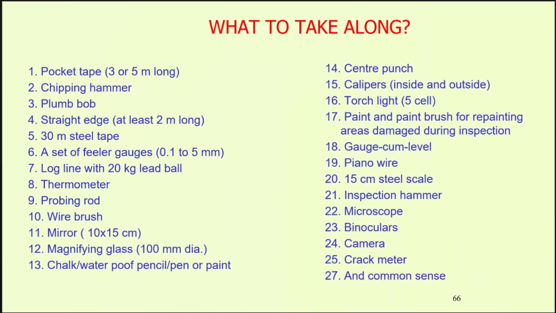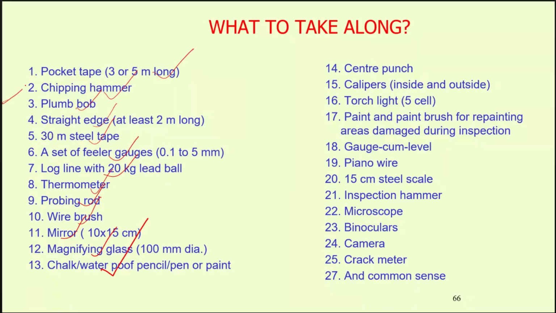When you go for inspection, so that when you see that, you immediately analyze and come to the conclusion. But to see and come to the conclusion, you require a lot of other equipment to carry with you. You need to have pocket tape, chipping hammer, plumb bob, straight edge, steel tape, feeler gauge, log line, thermometer, probing rod, wire brush, mirror, magnifying glass, waterproof pencil, chalk, pen, etc.